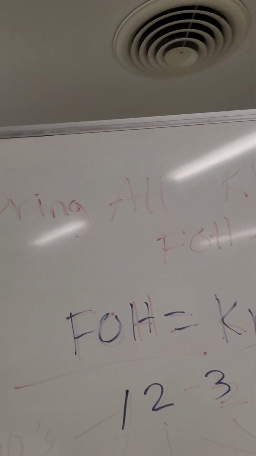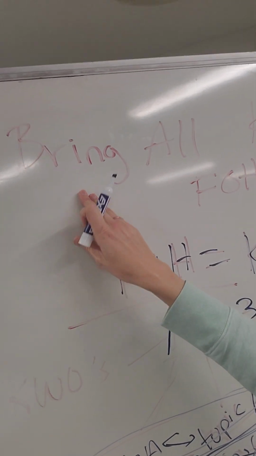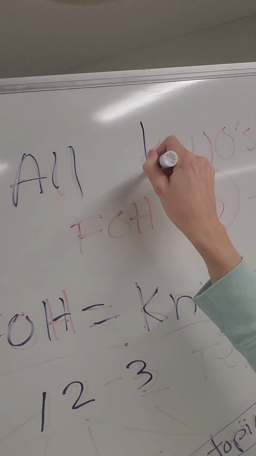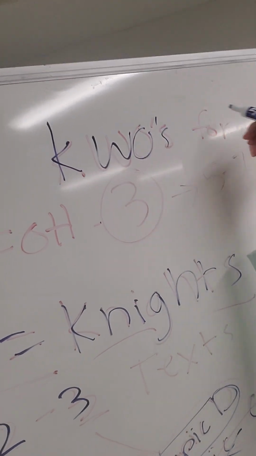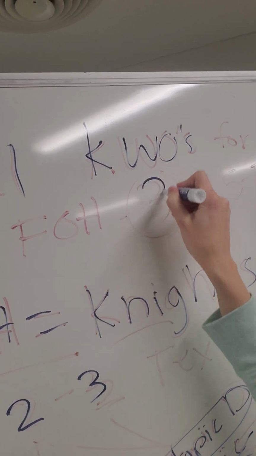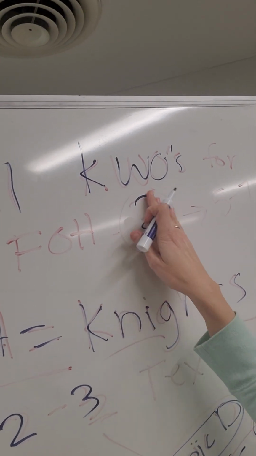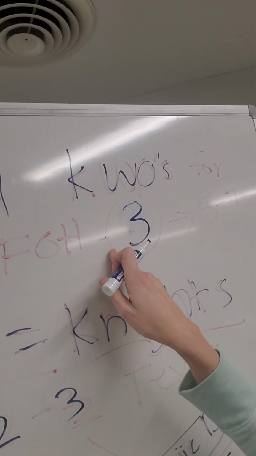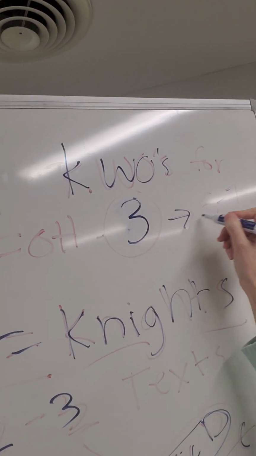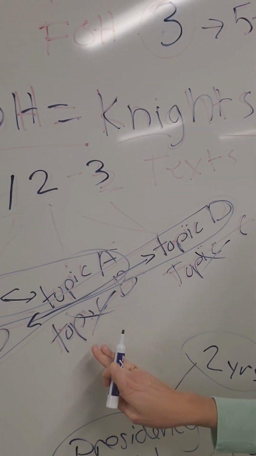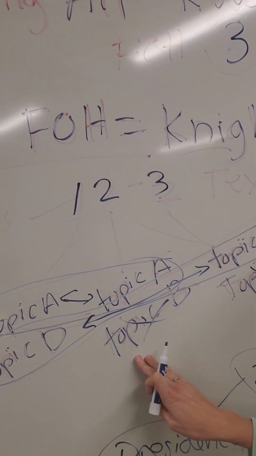So for next week, we're supposed to bring all of our KWOs for Faces of History. If you were caught up for this week, you brought in 2, okay? But for next week, I would like to see that you bring in a minimum of 3 KWOs, maybe as many as 5 to 7, so that you can follow the same pattern that we did in Knights.